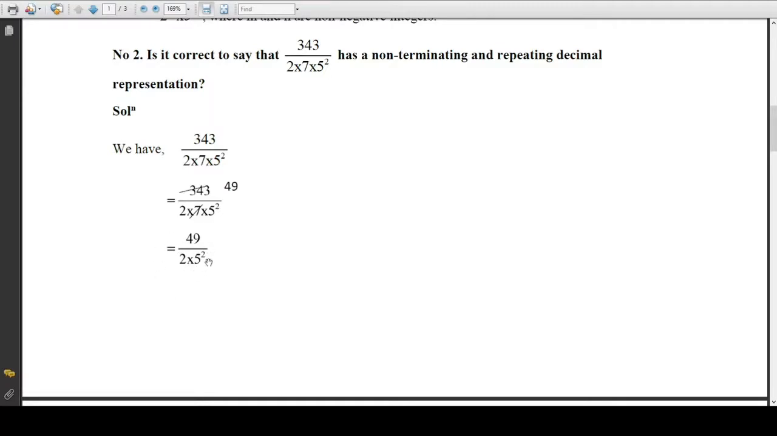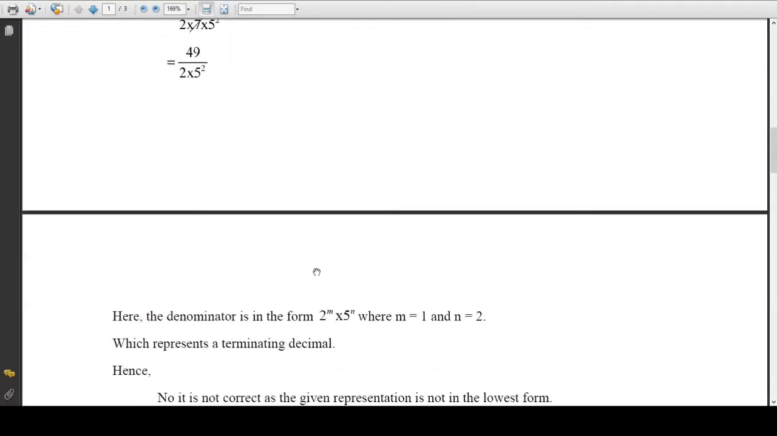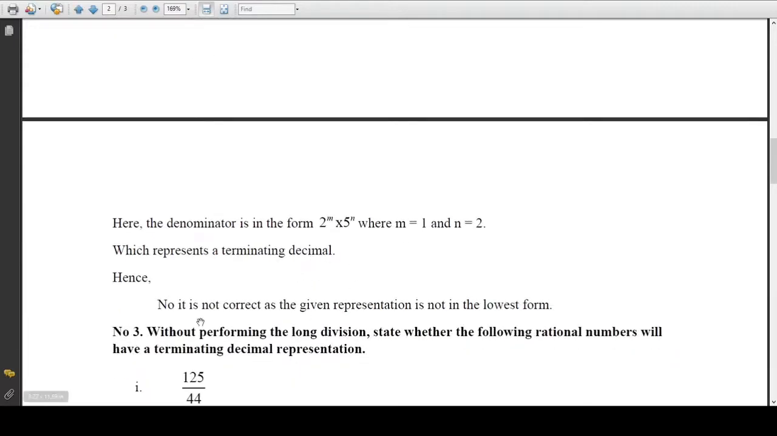What is this denominator having? In which form is it? It's in the form 2^m × 5^n, which is terminating. Thus we can say that it is a terminating decimal representation. Hence it's not correct to say that, because the given representation is not in the lowest form.